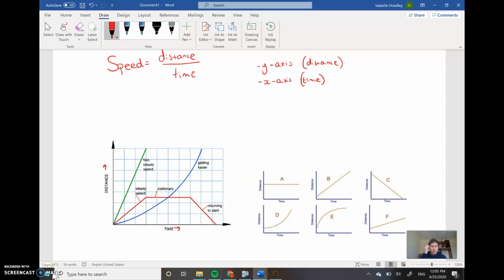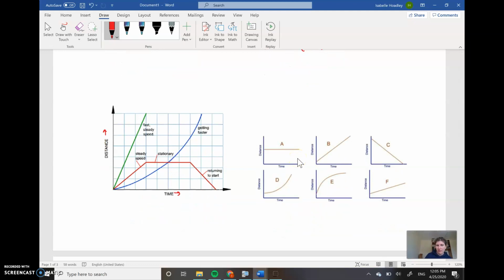What information we can get from a distance time graph is the pattern of movement that something has. Different types of graphs indicate different types of movement. For example, if we look at this little one here, A, that has a flat distance versus time. Time is getting bigger and bigger because we're moving along that horizontal line, but the distance doesn't change at all. So this would indicate that this object or person is staying still. There's no movement, because that graph does not change.